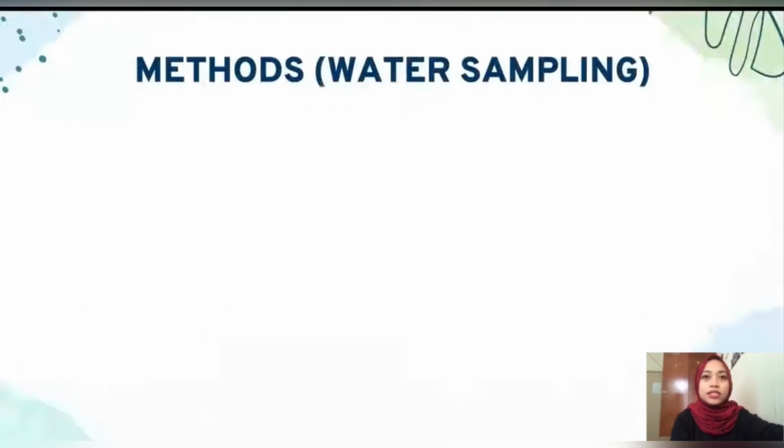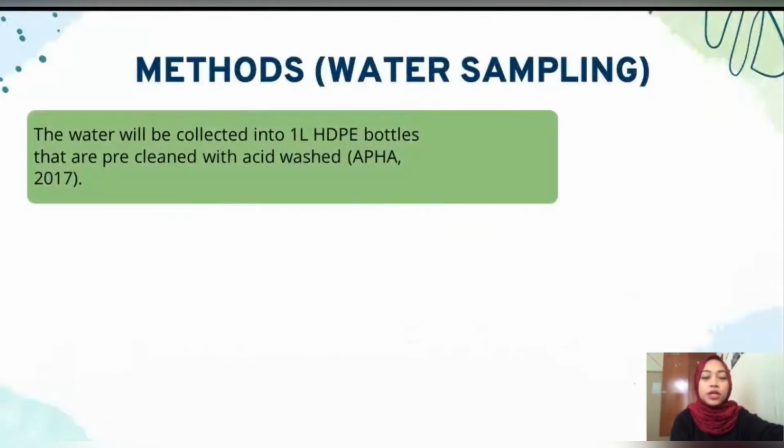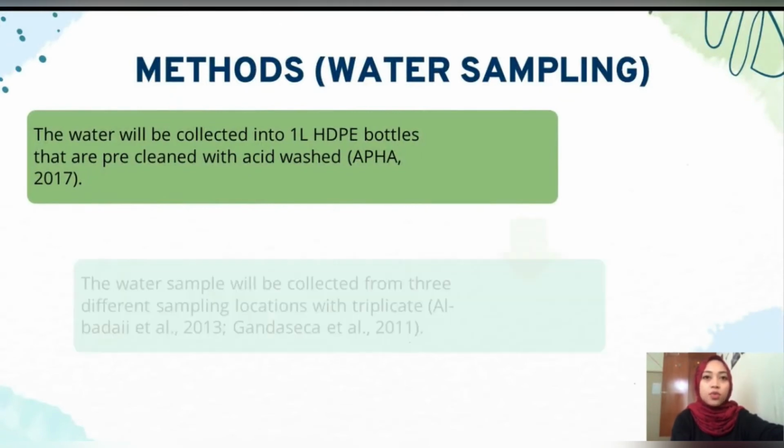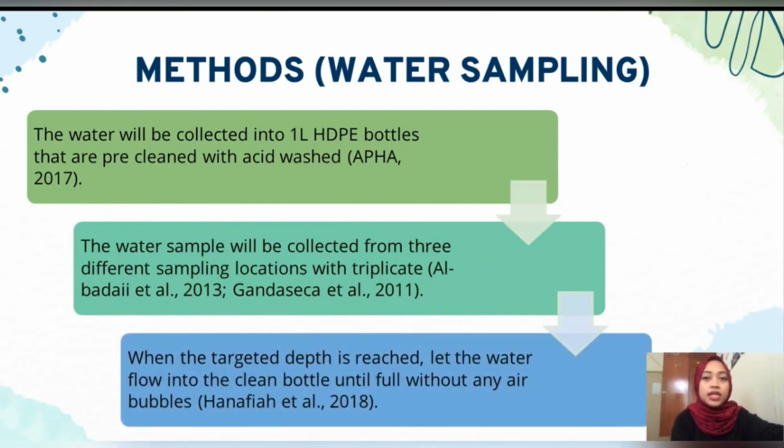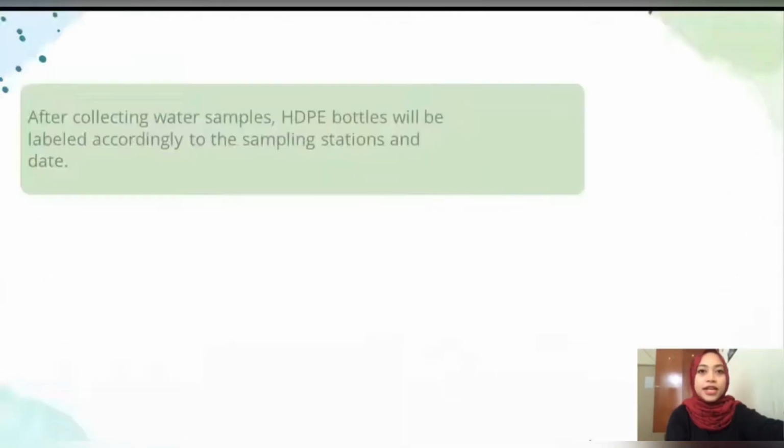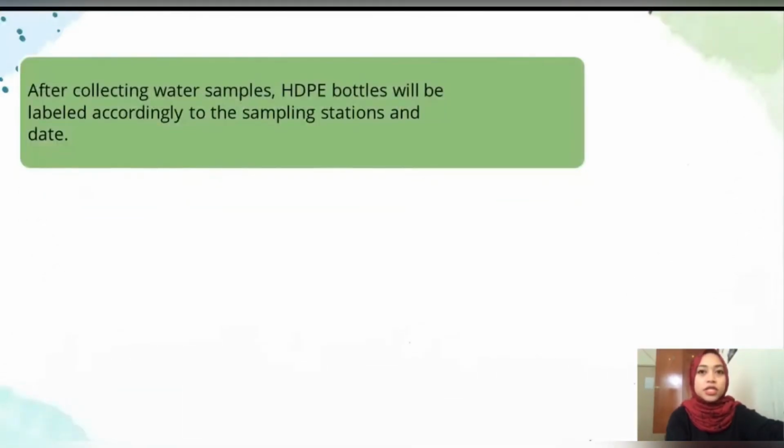Next is the water sampling methods. First, based on APHA 2017, the water will be collected into 1 liter HDPE bottles that are pre-cleaned with acid wash, and then the water sample will be collected from 3 different sampling locations with replicate. After that, Hanafi et al. 2018 stated that when the target depth is reached, let the water flow into the clean bottle until full without any air bubbles. After collecting water samples, HDPE bottles will be labeled according to the sampling locations and date.